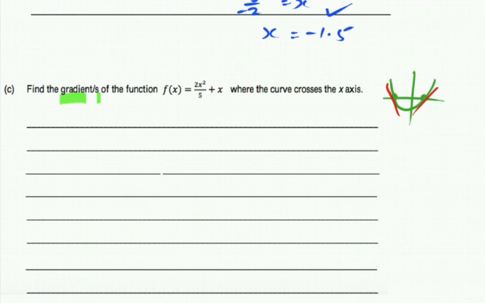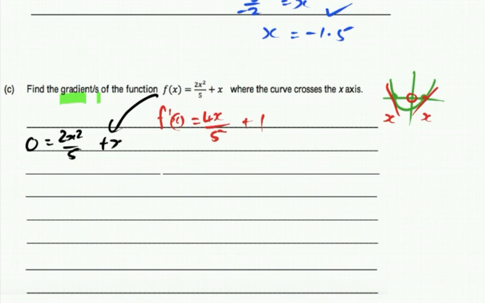So first thing we're going to do is differentiate it. So differentiate, multiply by the power. Now 2 times 2 is 4x, and it's all over 5. And x differentiated is 1. Now we've got to find the gradient at those 2 points. Now we have no x values here. But we know that the y value is 0 because it's on the x-axis. So let's go to our original function here and make 0 equals 2x squared over 5 plus x. And if we can solve this, then we can find where it crosses the axis.